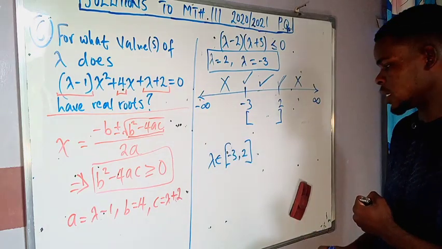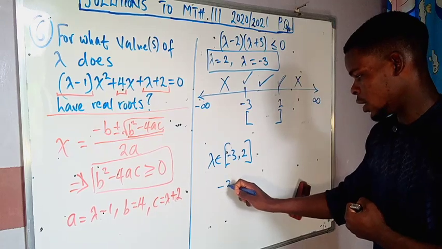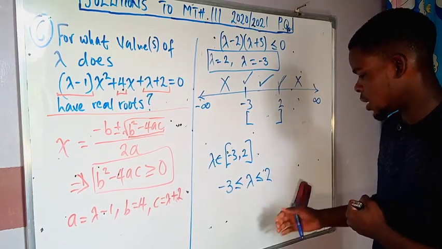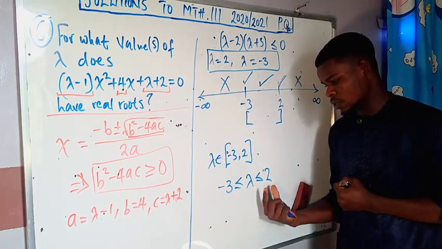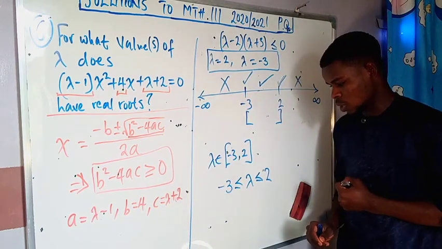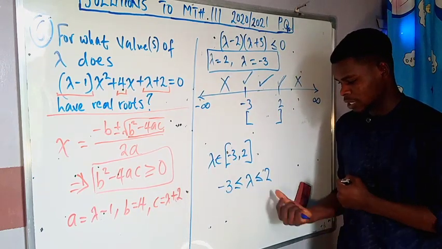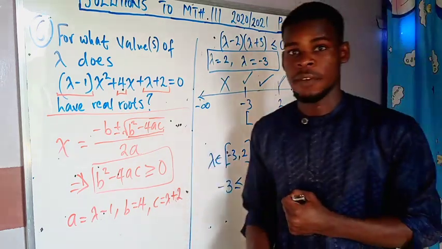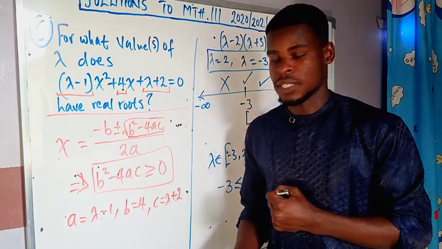Another way of writing this is, you say negative 3 should be less than or equal to lambda, and that should be less than or equal to 2. That is to say, lambda should lie in between negative 3 and 2 with negative 3 and 2 included. That means lambda can be negative 3 and it can be 2. That inequality will be satisfied, meaning that this right here will have real roots. Okay, that's very nice, isn't it?